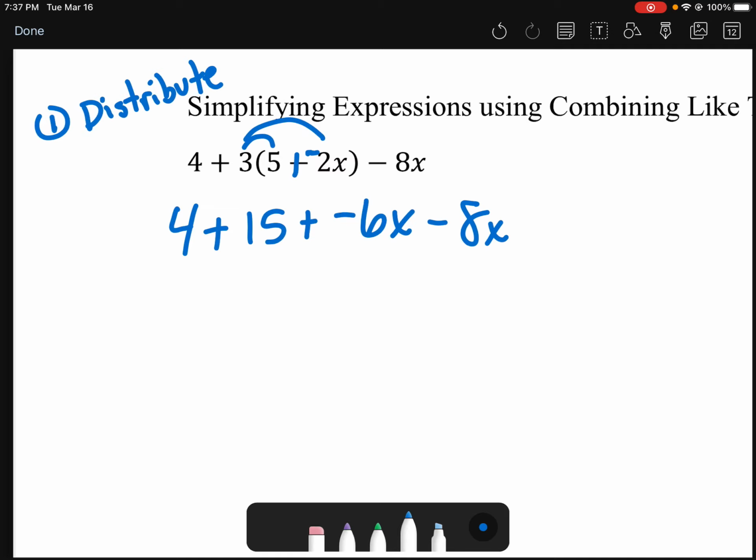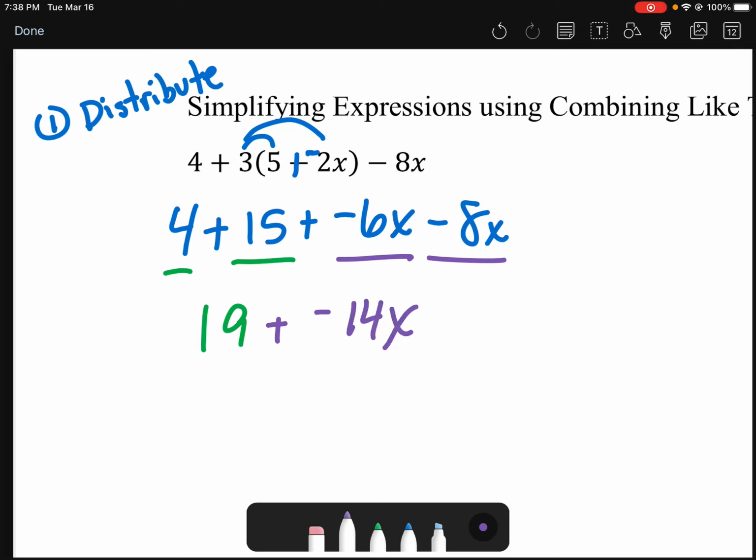Now that the parentheses are gone, I can go ahead and start combining my like terms. I see that I have 4 and 15 here, so I'm going to go ahead and add those guys together, giving me 19. After that, I see negative 6x and negative 8x. Bringing those guys together, I would have negative 14x. And just like the problem before, this is a great answer. You could also see it, though, as 19 minus 14x. They're the same thing.